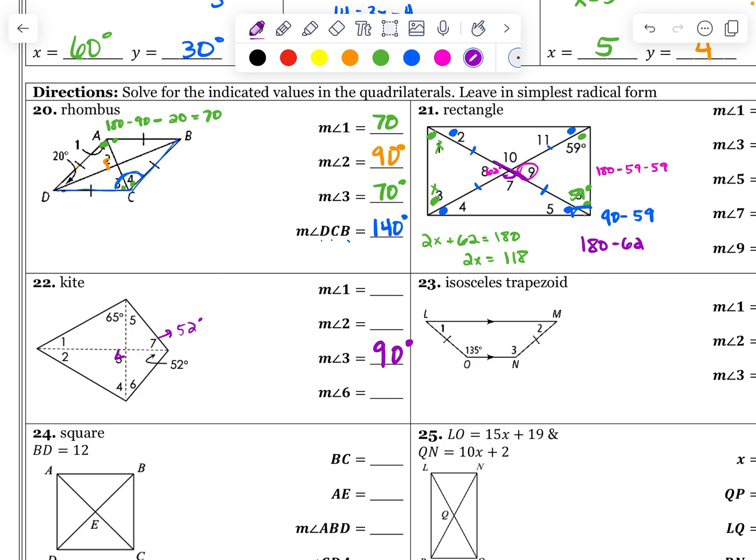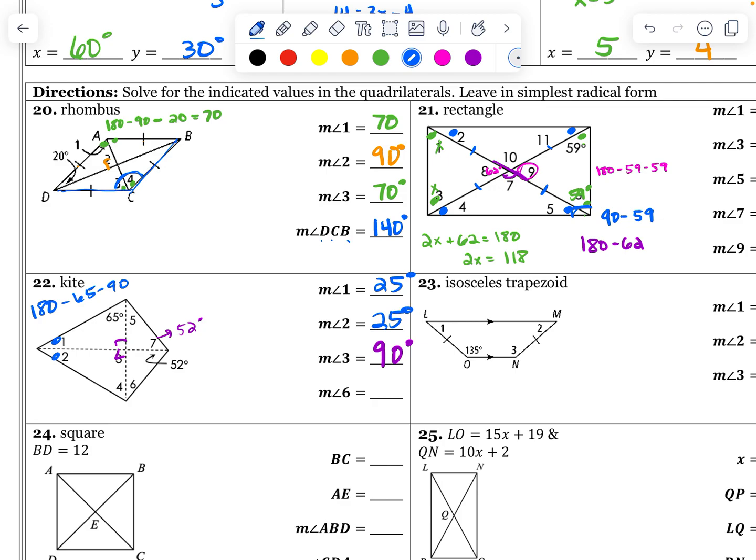But I don't know angle 1 yet. Oh, yes, I do, because this is 90. Angle 1 is 180 minus 65 minus 90, which is 25 degrees. So you're 25 and you're 25. Love it. We're getting somewhere.